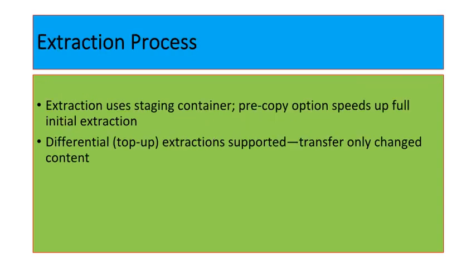CTT supports full and differential extractions. Full extractions copy everything you specify. Differential or top-up extractions only transfer content that has changed since your last run. This speeds up delta migrations during final cutovers.